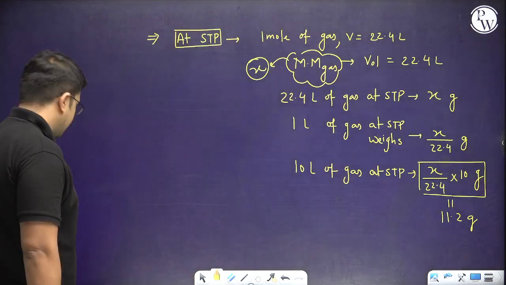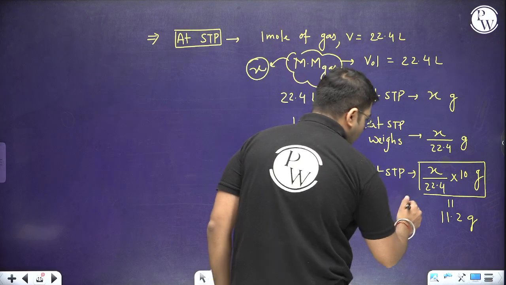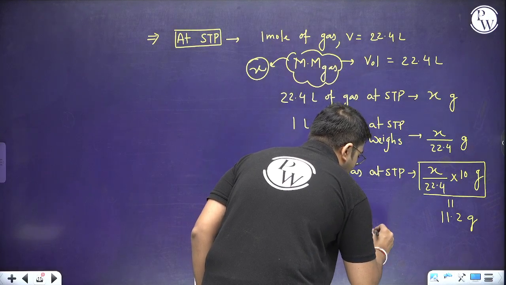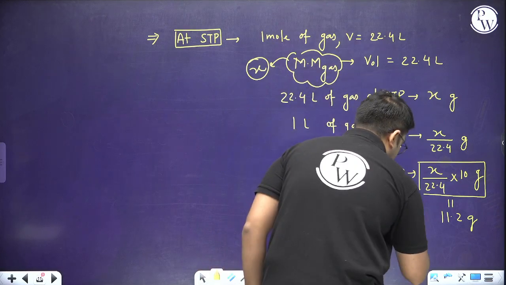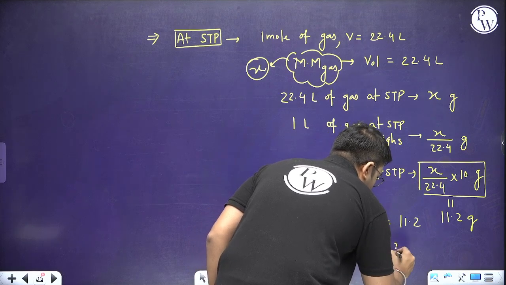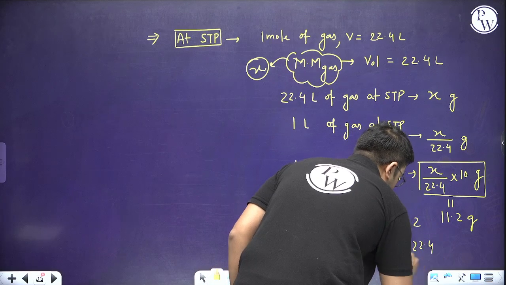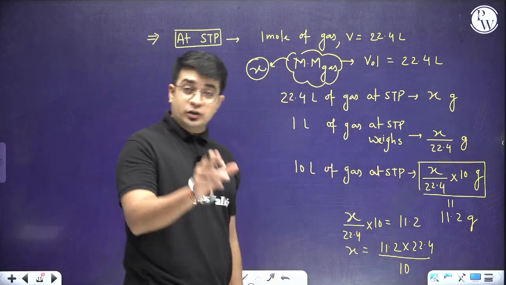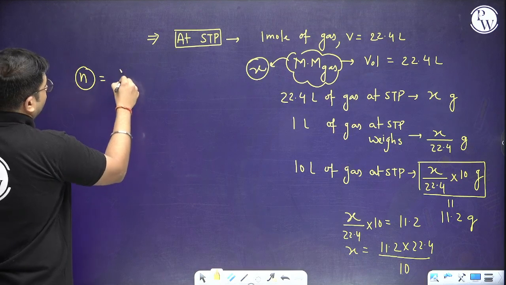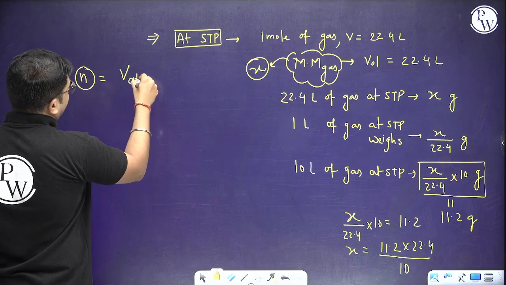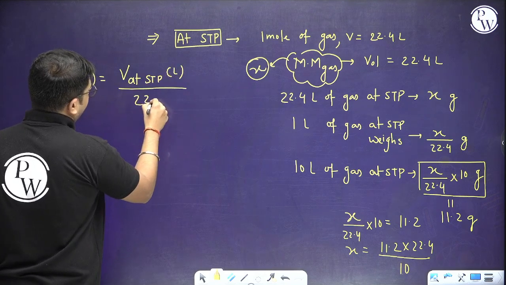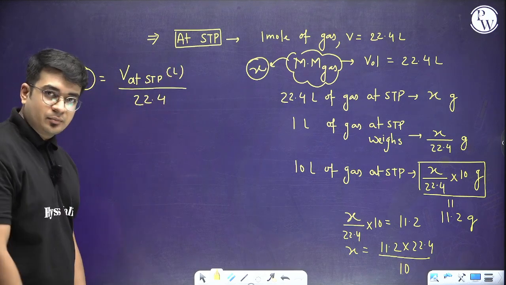So that is very easy. We can say x divided by 22.4 multiplied by 10 will be equal to 11.2. So you can say x will be equal to 11.2 multiplied by 22.4 divided by 10. Or you can use another formula, that the number of moles is equal to the volume of gas at STP in liters divided by 22.4.